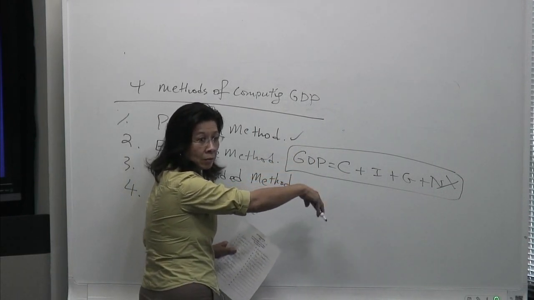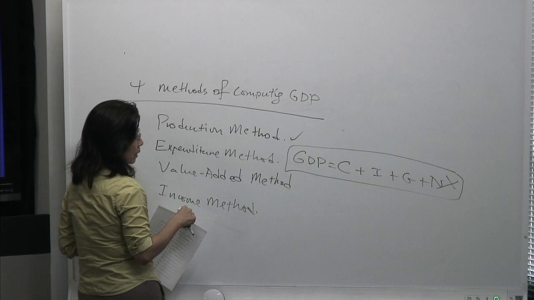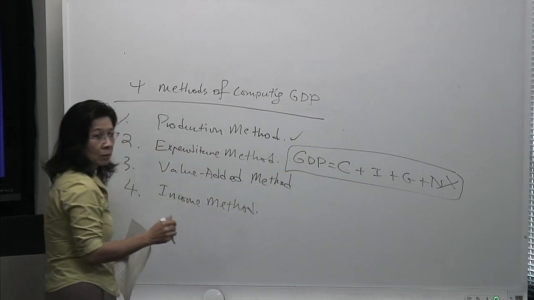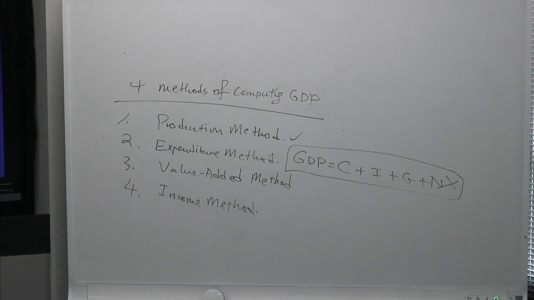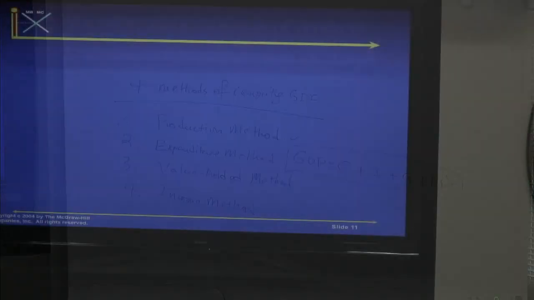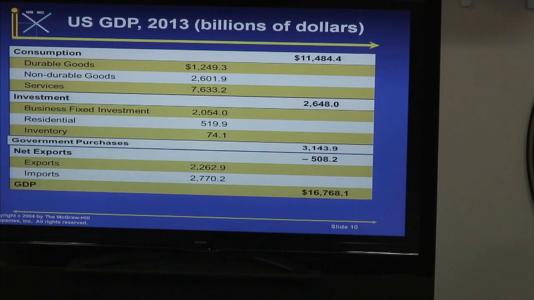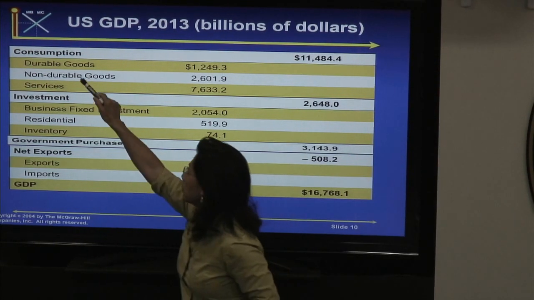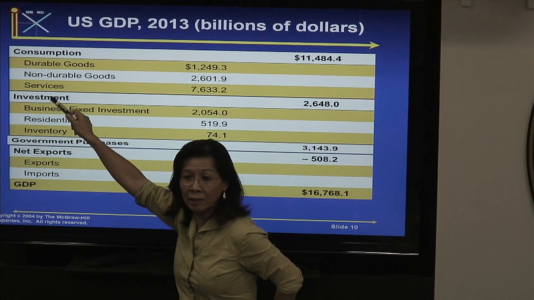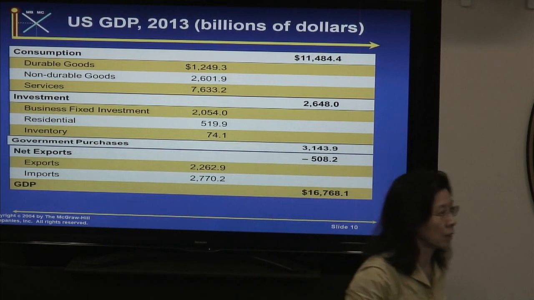Now you will need to know the details of it, like what we went over the other day. Consumption can be broken down into, remember we talked about durable goods, non-durable goods, services, okay? And then investment, you have to know what goes into it: business fixed investment, residential investment, as well as inventory. So all this is in your book. Remember this diagram we looked at the other day? Yeah, I think that's the one, right? So you also need to know what goes into the subcategories of each of the big four components.